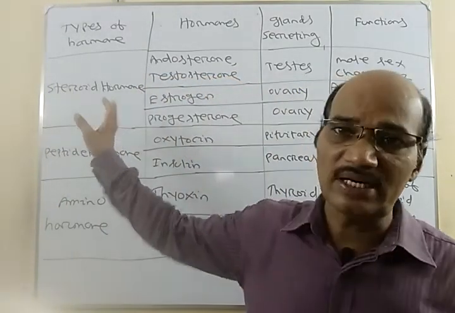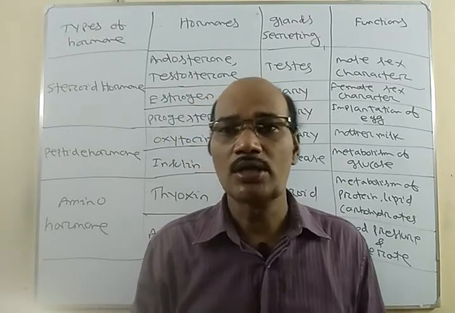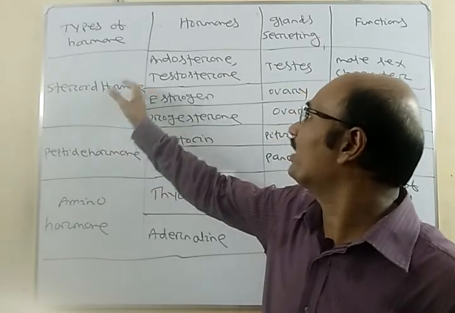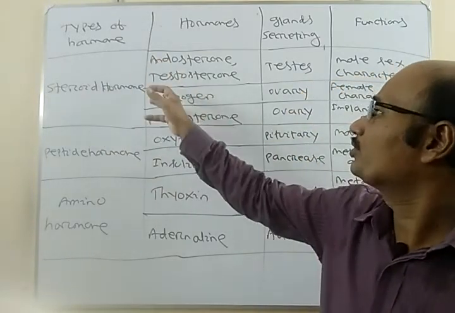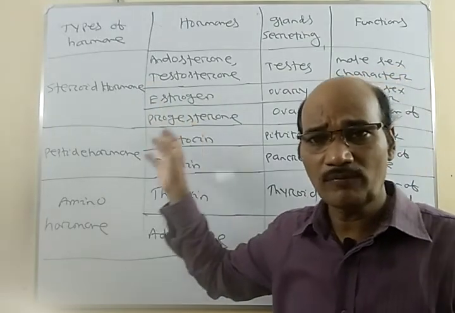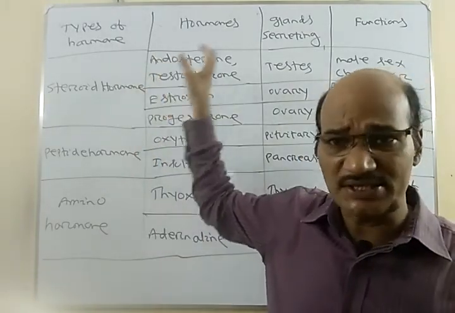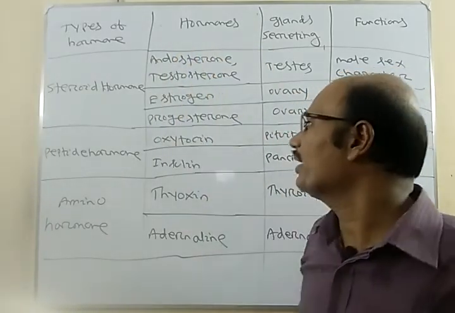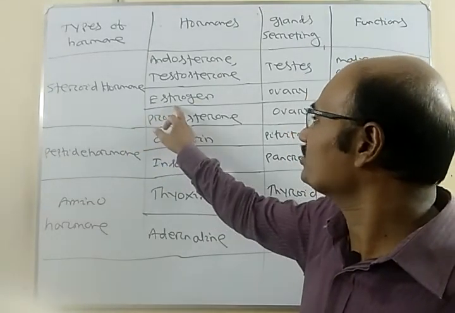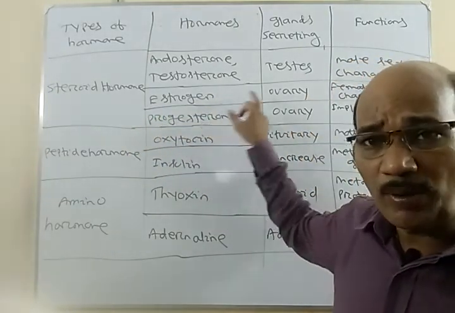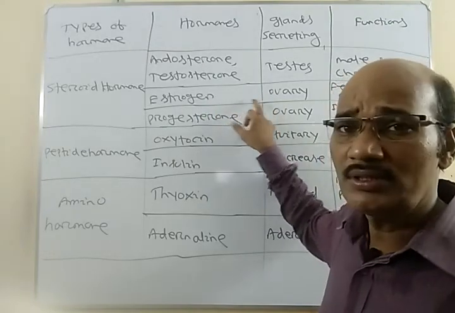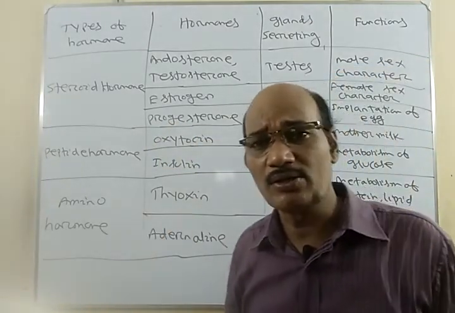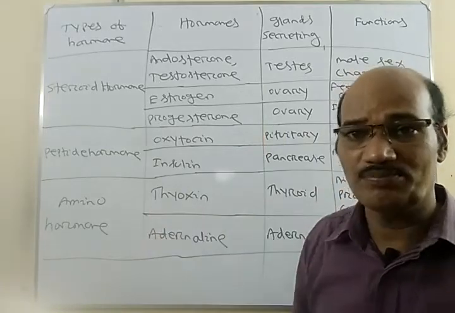Okay, so hormones can be of two kinds: steroid hormones and non-steroid hormones. Steroid hormones, for example, are androgen, testosterone, estrogen, progesterone. Androgen and testosterone are secreted in the testes of the male, and these determine the male sexual characteristics. Similarly, estrogen is secreted in the ovary of the female, and this controls the female sex characteristics. Similarly, progesterone is also secreted from the ovary, and it controls the implantation of the egg.